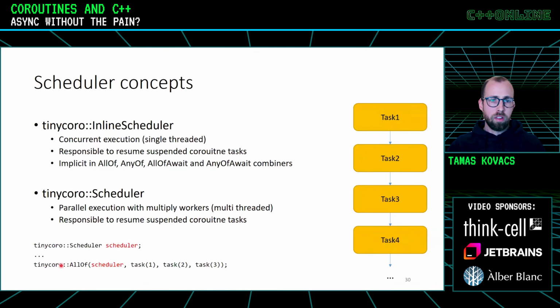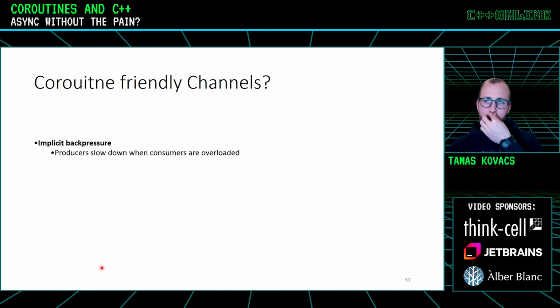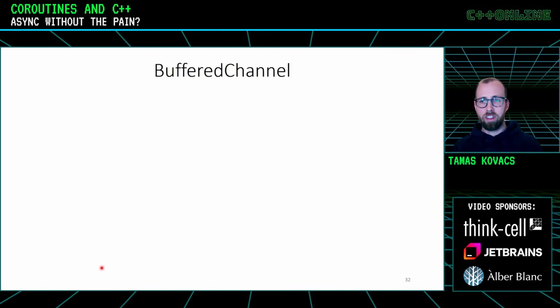And this is a simple example. All of the combiners accept, as a first parameter, the scheduler, if you want to provide one. So now that we covered how coroutines execute, let's talk about how they can communicate with each other. Coroutines are great building blocks for channels generally because by their nature they handle back pressure situations very well. So let me show you this in an example.